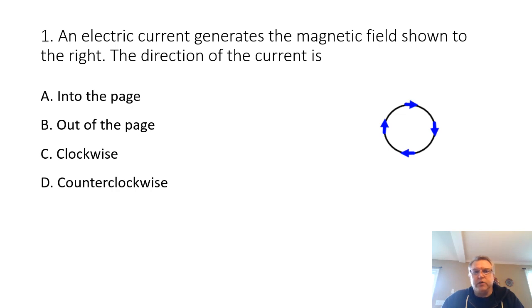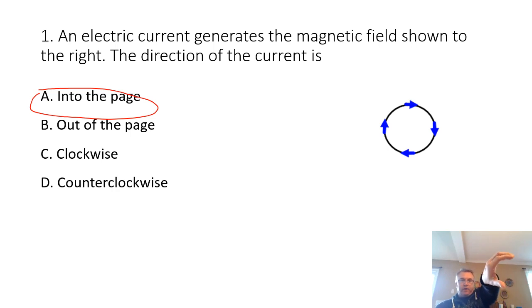It says an electric current generates the magnetic field shown to the right. The direction of the current is, and we have the options of A, into the page, B, out of the page, C, clockwise, or D, counterclockwise. So if the current is going in a clockwise direction, and remember this is a right-hand rule, but because the camera acts as a mirror, I'm going to use my left hand to demonstrate to you. As I curl my fingers around in a clockwise direction, we see my fingers are curling around in the same direction as the arrows. My thumb is pointing into the screen. So the answer for this one is going to be A, into the page.